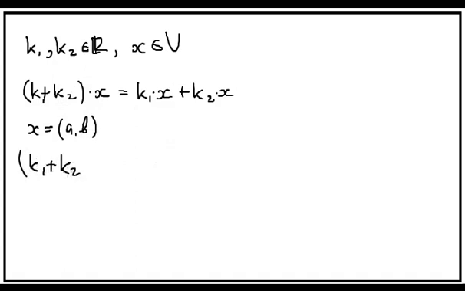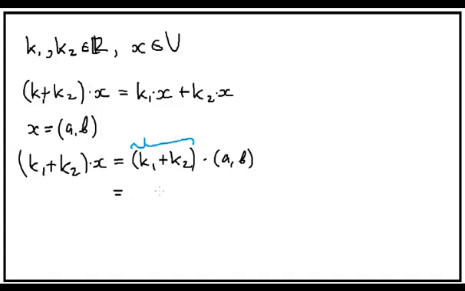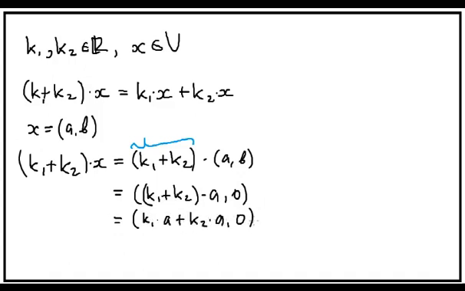Okay, so (k1 plus k2) times x will be equal to (k1 plus k2) times ab. Well, now here we can treat this thing as one scalar. And by the rule of multiplying a scalar with an ordered pair, the one that we invented, this needs to be that scalar, k1 plus k2, times the first component of the ordered pair, and then the second component becomes 0. With the properties of addition and multiplication of real numbers, this is the same as k1 times a plus k2 times a, and 0.